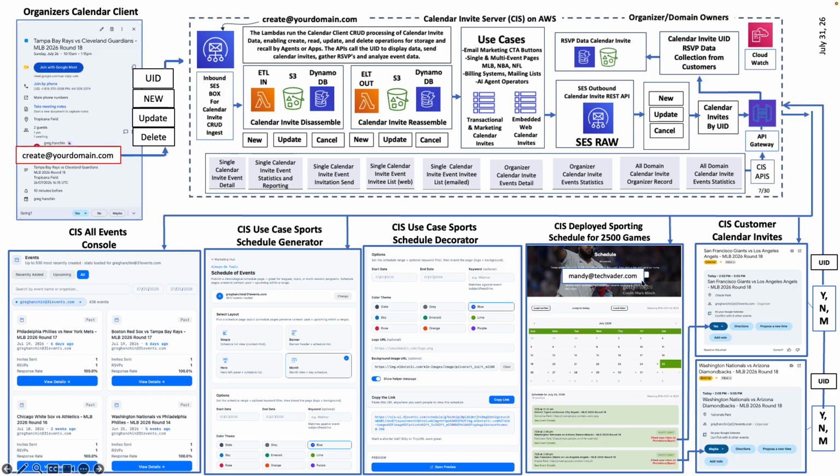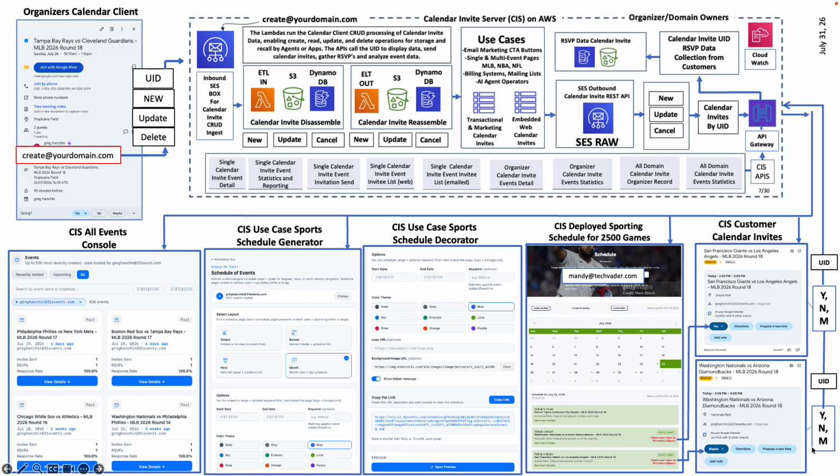And what happens when you deploy the sporting schedule page per this demonstration: Mandy at techvader.com is your demo person. She puts in her email address. She scrolls around the MLB schedule. She picks out some games. She clicks the button after putting her email address at the top, and she gets a calendar invite for a couple games. She says yes to one, maybe for the other.